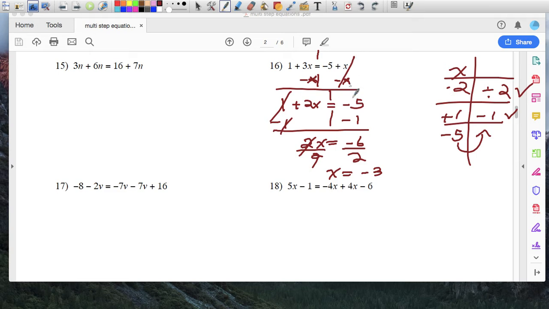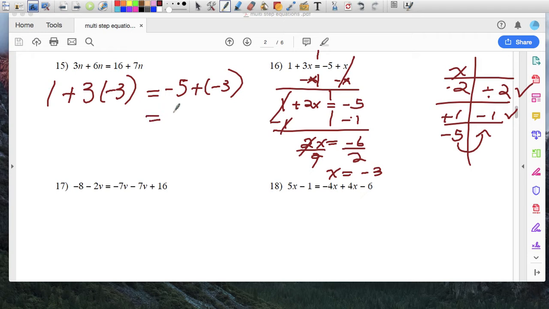I subtracted x from each side. Negative 5, 2, minus 1, minus 1. I don't know what I did wrong. Negative 3. Oh, I didn't do anything wrong. I just don't know how to substitute. So it's 1 plus 3 times negative 3 equals negative 5 plus negative 3.